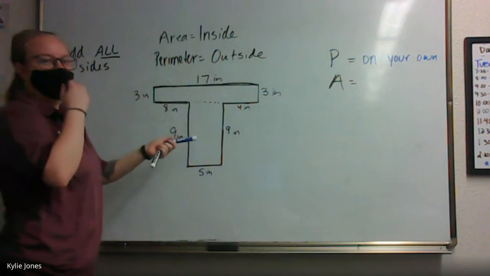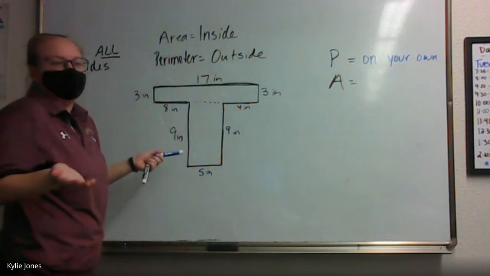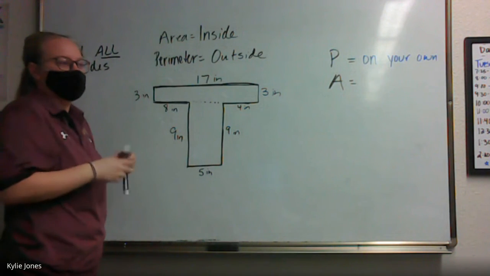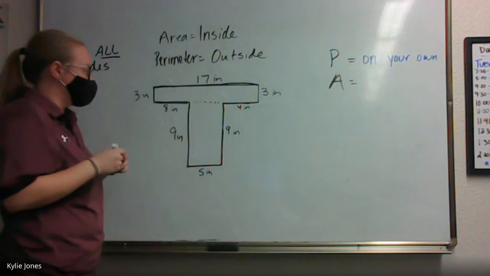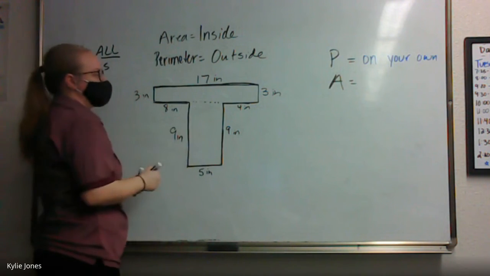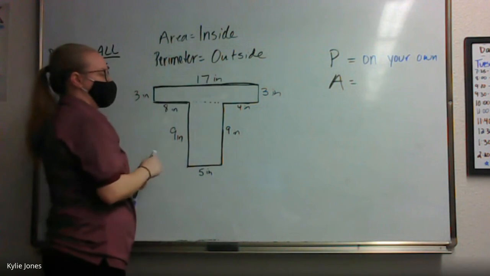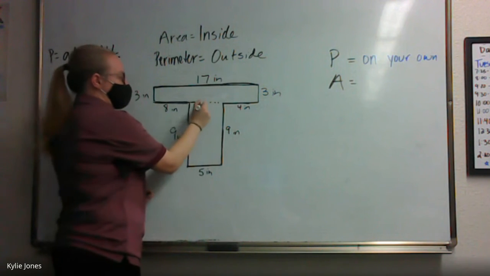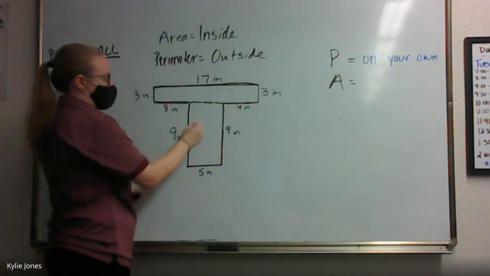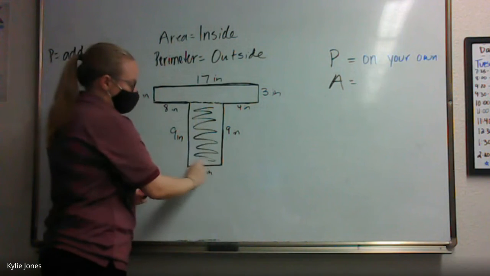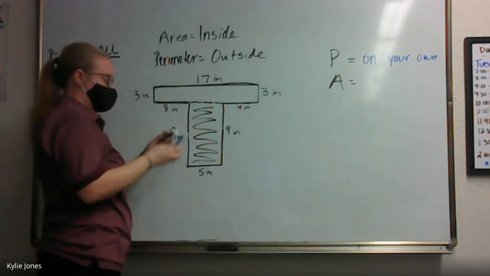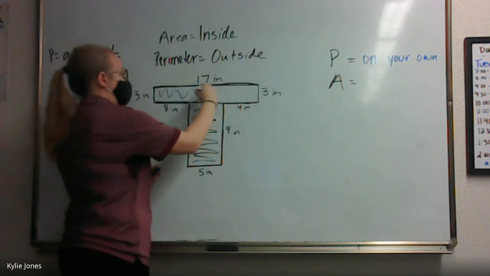But again, we don't know how to find the area of a T. So what do we need to do? Split it up. Which we kind of already did when we were talking earlier about finding the side length. So we already kind of split it right here, right? Yep. So let's have 2 rectangles. We have the bottom of the T and then the top of the T.